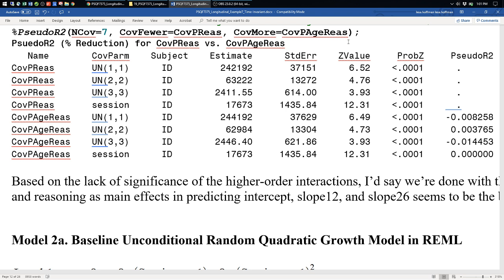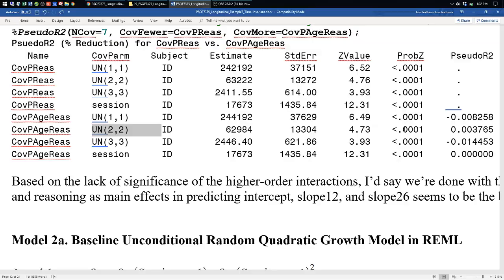Which of the other two should have reduced the slope 1, 2 variance? This one right here, this UN2, 2. That's slope 1, 2 variance. Don't think too hard. Your choices are age by reasoning by slope 1, 2, or age by reasoning by not that slope. Yes, slope 1, 2. And likewise, age by reasoning by that slope should have reduced that variance.